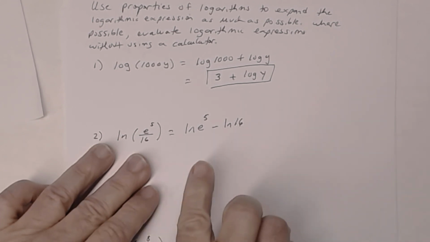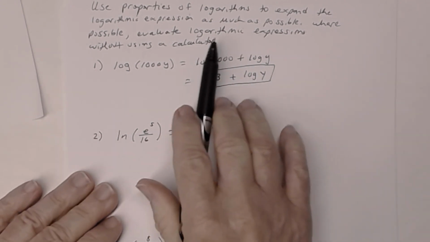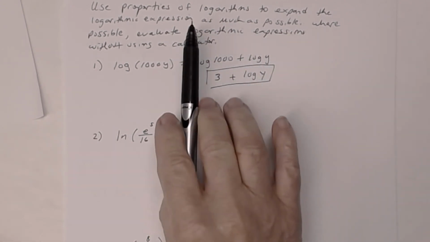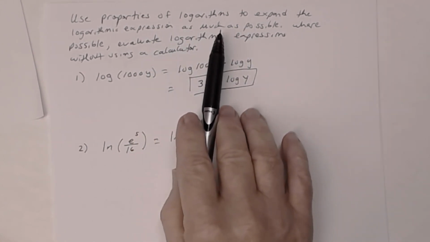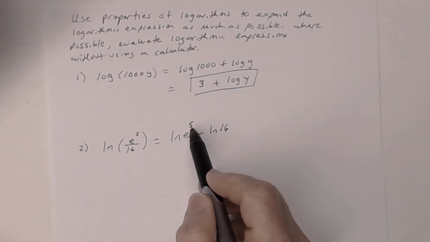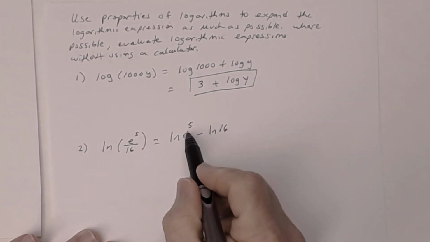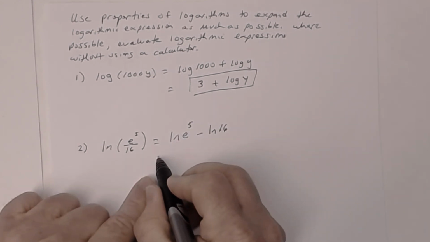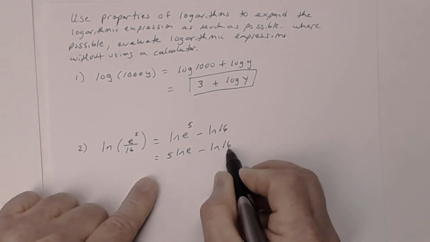All right, now, using the same ideas we did with number 1, one of the things you got to remember is this. Whenever you're told to expand logarithms as much as possible, that also means get rid of that exponent. Rewrite that exponent as a product. So that means using the power rule. Okay, so don't stop here. You've got to know that expanding means I've got to take that exponent and write as a product. So this becomes then 5 times the natural log of e minus the natural log of 16.